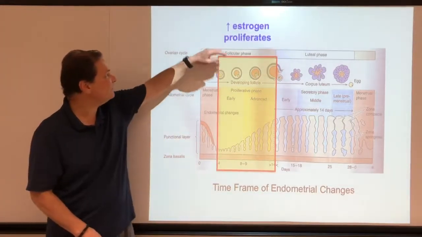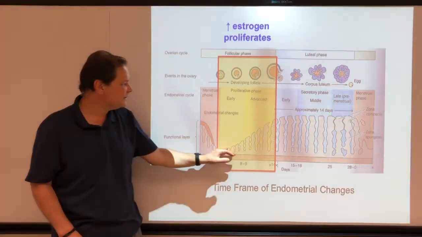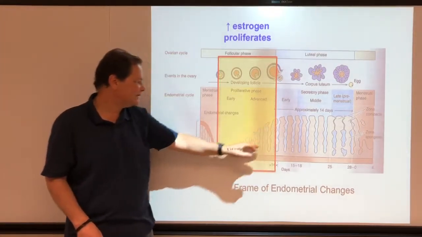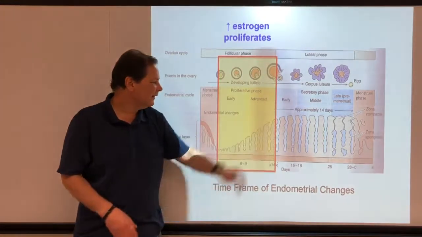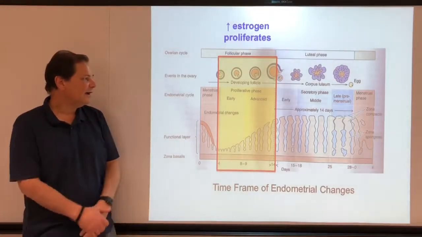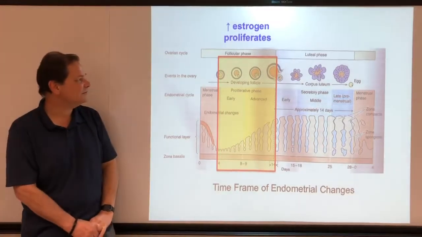So here we have our follicular phase. Estrogen is high, progesterone is not. So the estrogen is causing this proliferation of the endometrium, which I mentioned, and your endometrium is increasing. You're getting an increase in these invaginations here, and you're forming a nice pad for implantation to take place in should that happen.